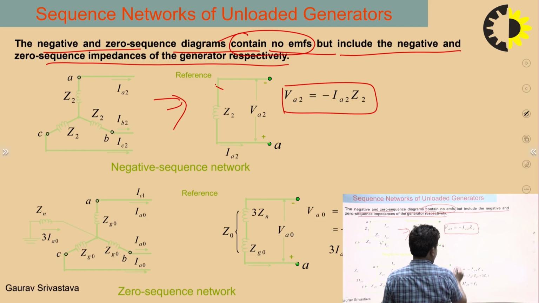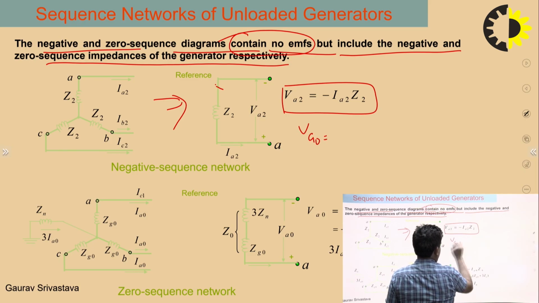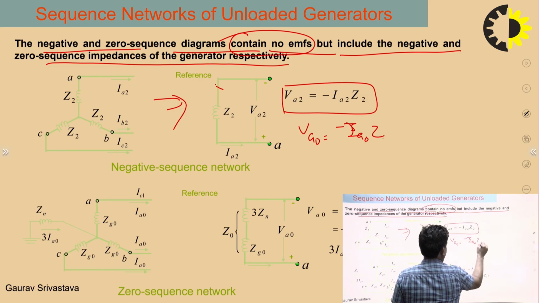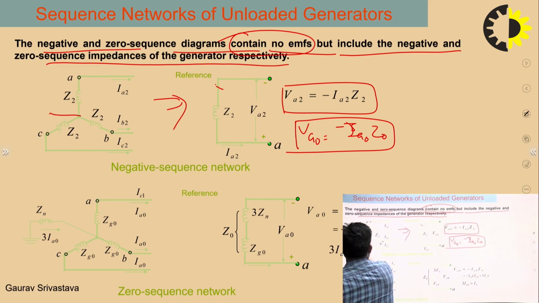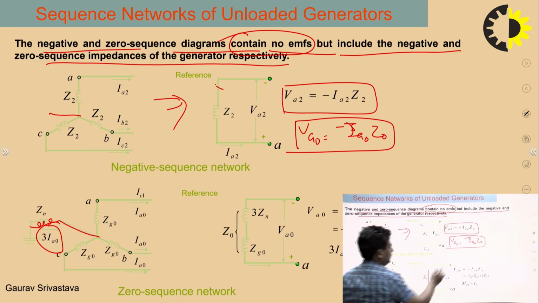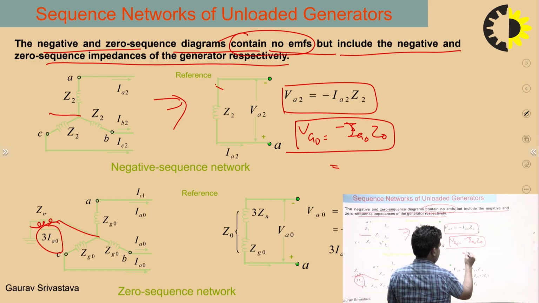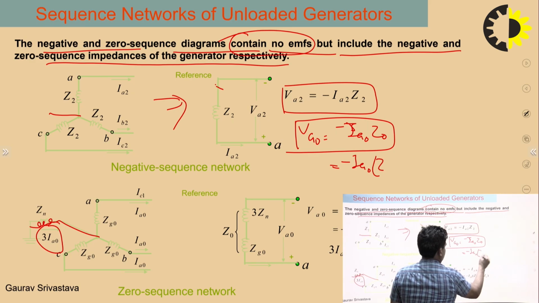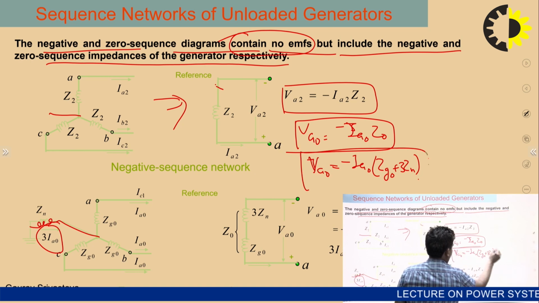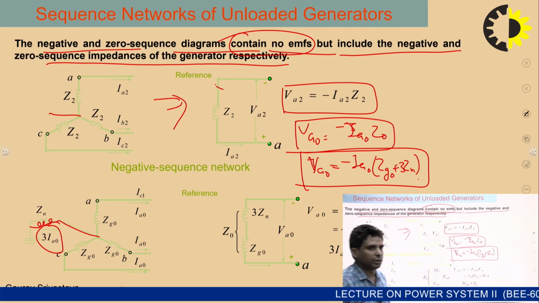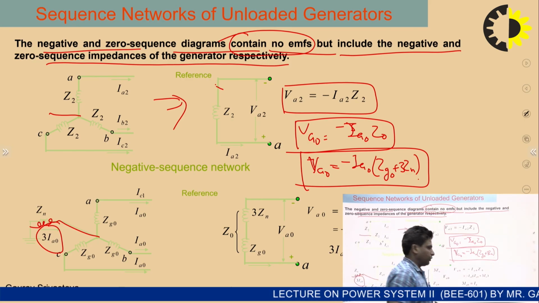Similarly, we find VA naught equal to minus IA naught Z naught if there is no neutral impedance. But if the neutral impedance is also present, then it becomes 3 IA naught, which is equivalent to minus IA naught times ZG naught plus 3 ZN, the neutral impedance. So these equations are very useful. These are known as the symmetrical component network equations.